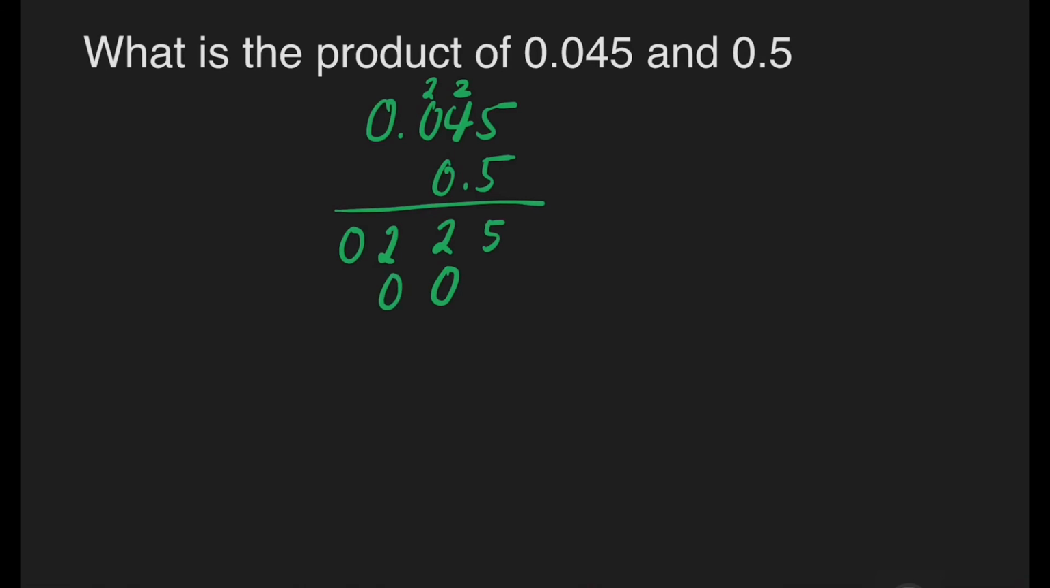0 times 0 is 0. And 0 times 0 is 0. Okay, let's add the partial products. Bring down 5. That's 2, 2, 0, and 0.